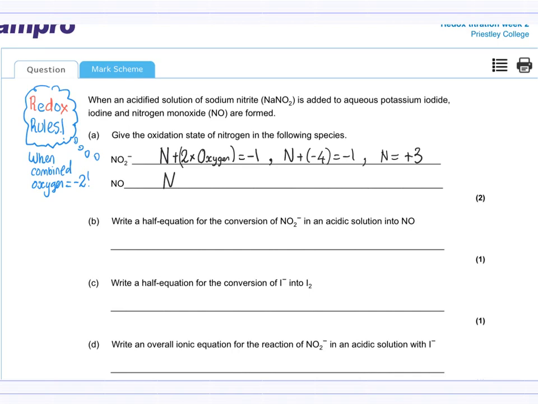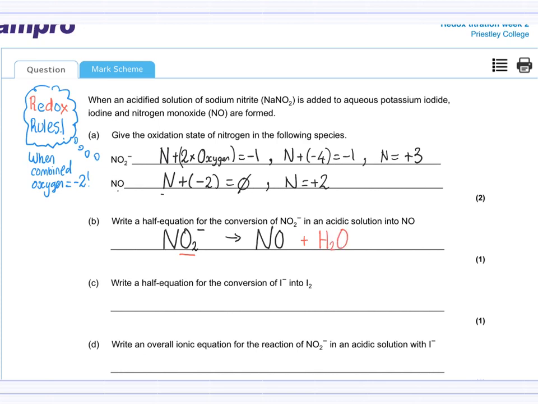So the first bit is straightforward, just writing out the oxidation numbers of nitrogen. Remember, oxygen always has an oxidation state of -2, and therefore when you add the sum of the oxidation states together, that will give you the oxidation state of the nitrogen.